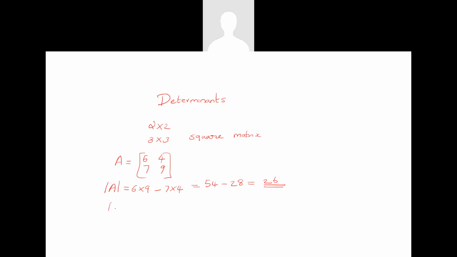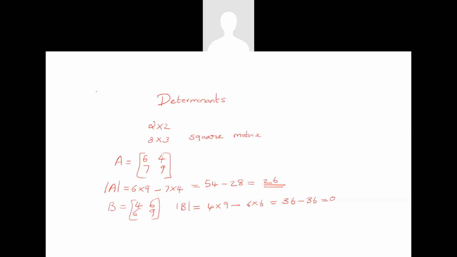Now let us take another problem. B is equal to 4, 6, 6, 9. Again, this is a 2 by 2 square matrix. Now you can compute the value of the determinant. B is equal to, here also take first 4 into 9, 4 into 9 minus 6 into 6. So this can be written as 36 minus 36, that is equal to 0. So it's so easy to compute a determinant for a 2 by 2 square matrix.